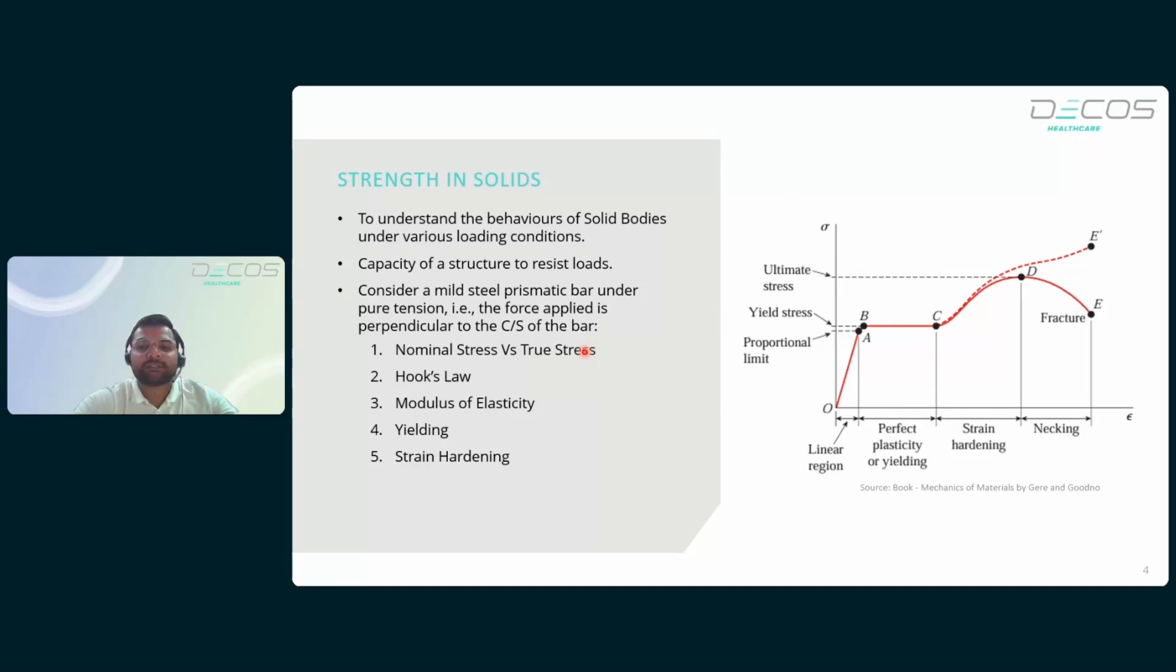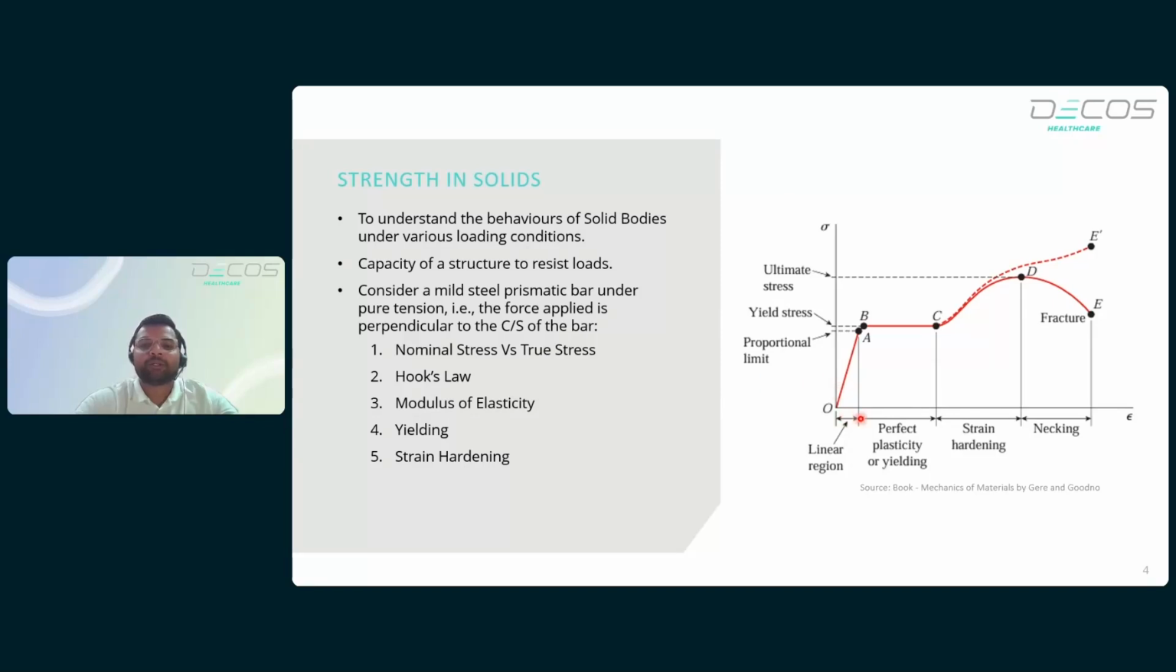Nominal stress is the ratio of force to the original cross sectional area of the rod, while true stress is the ratio of the external force to the instantaneous cross sectional area, because this cross sectional area keeps on decreasing as the length increases, since the rod is subjected to tensile forces.